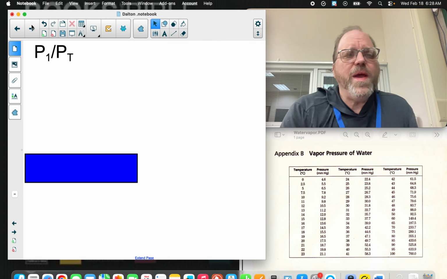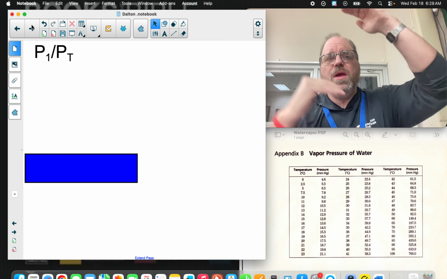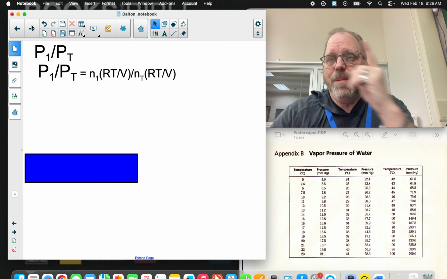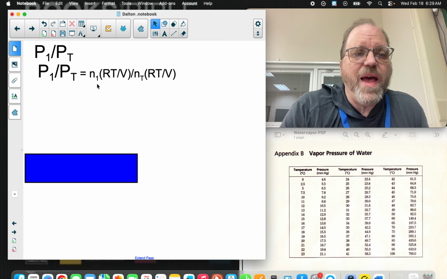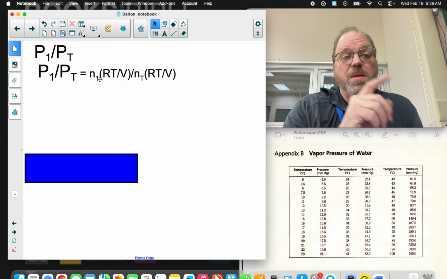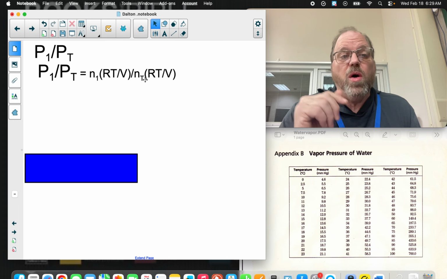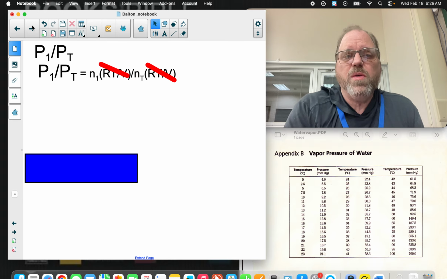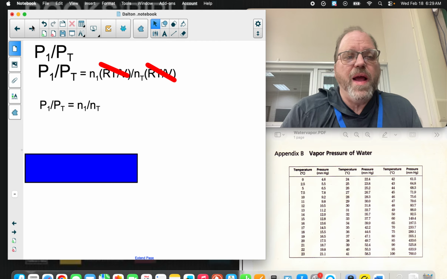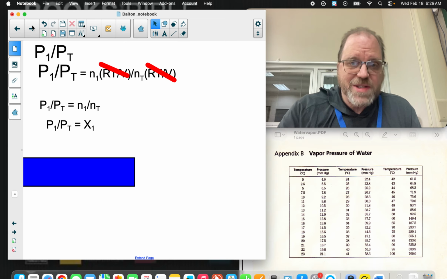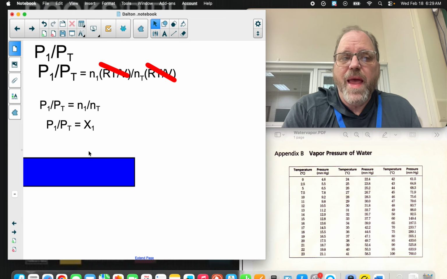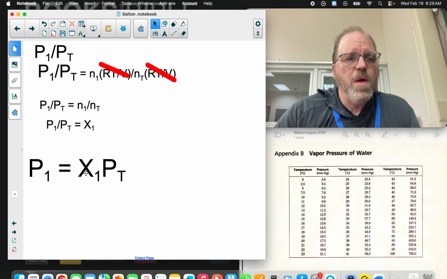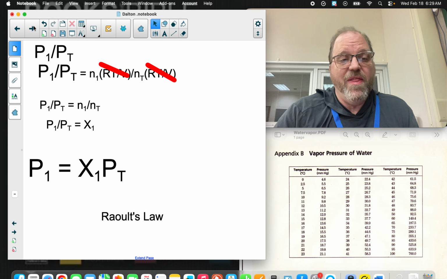Now, we can take and put our P1 over P total. If we apply the equation we just said, we can see we have n sub 1 RT over V over N total RT over V. And doing a little quick math, you can see those values are exactly the same, so we can cross them out. So N1 over N total, hopefully you remember from last section, that's mole fraction. And when we do that, we get the equation P1 is equal to X1 times P total, and hopefully you remember that's Raoult's law.